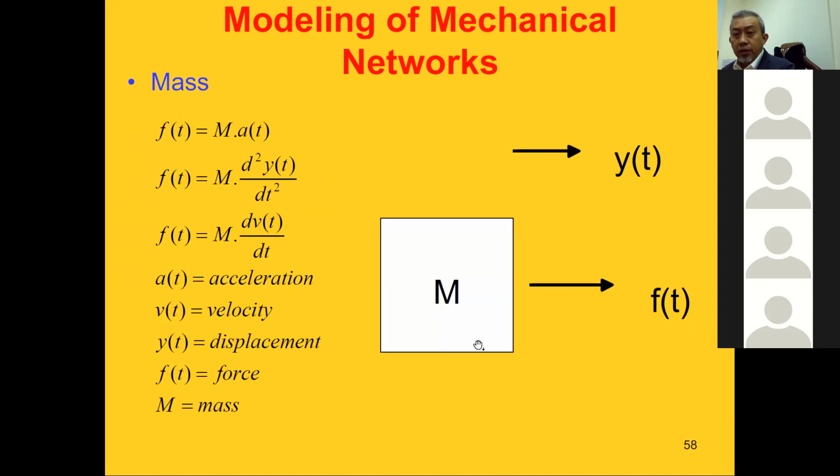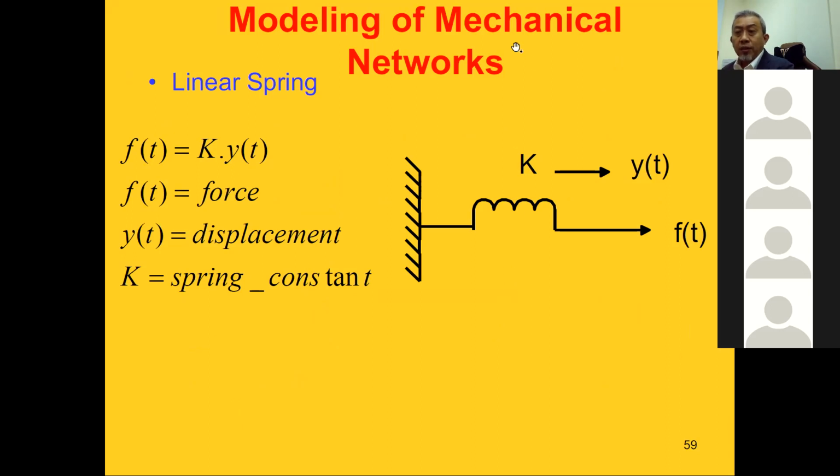And the next one is the spring, where you have a symbol like this. So K is the spring constant. When you give a force to the right with F of t, the spring will be moving to the right with the displacement of y. So the force will be F is equal to K y of t, where F is the force, y is the displacement, and K is the spring constant.